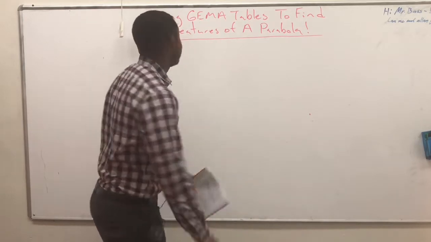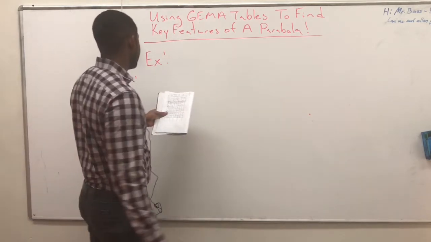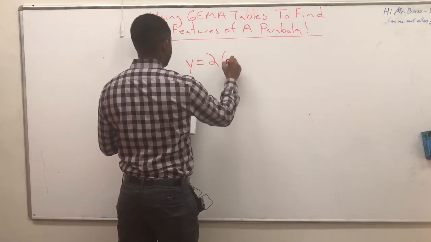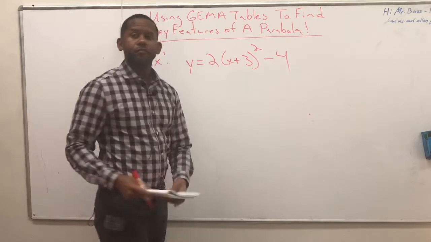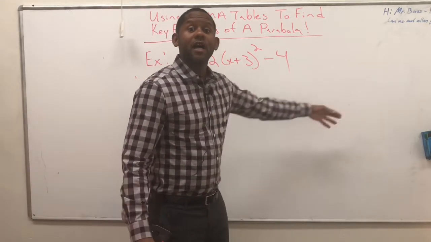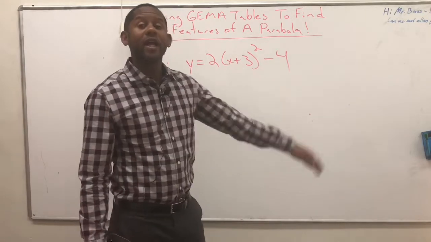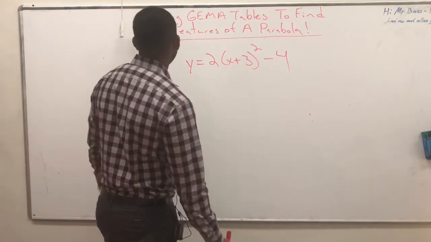So first, here's an equation of a parabola in vertex form. It says y equals 2 times (x plus 3) squared minus 4. What I want you to do before I do it right now, go ahead and make the top 2 columns of the Gema table. Don't fill out any values for x, but make the top 2 columns of the Gema table. Pause it, do that right now.